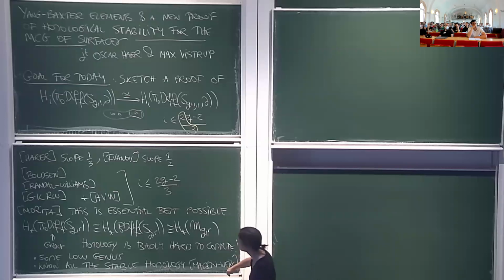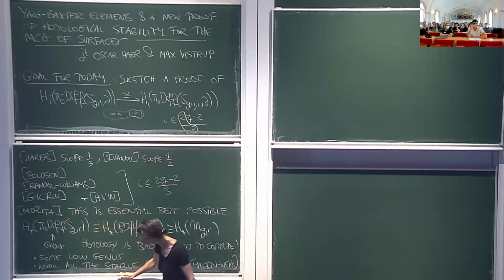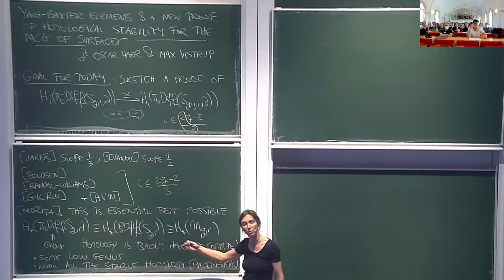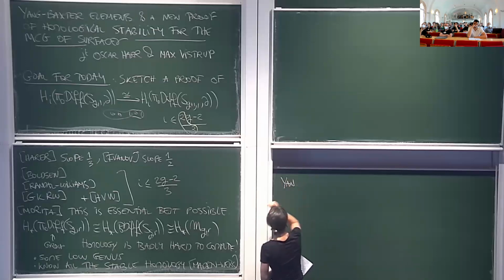And except for that, Galatius, Kupers, and Randal-Williams also use their work to compute some of the things that are close to the stable range. So we know also a little bit there, and then there are a few other things, but it is really not much more than that. Okay, so that was for where we are in the world, and I said I would talk about Yang-Baxter elements. So let's go into that. And we'll at some point go back to the mapping class group.